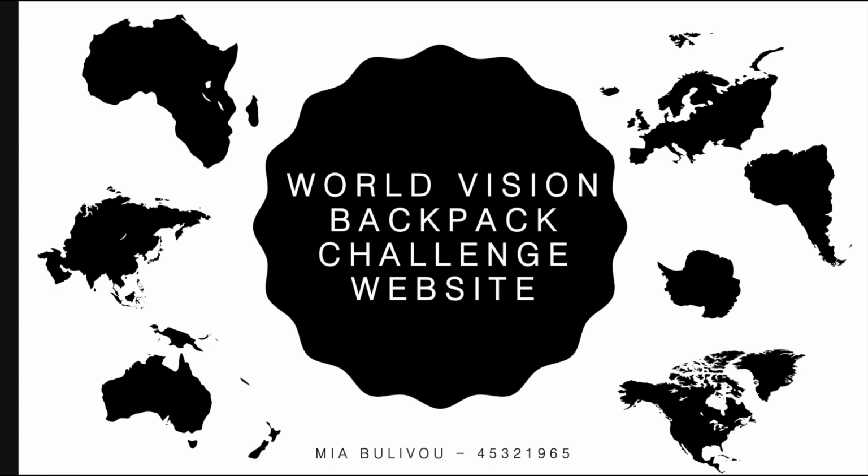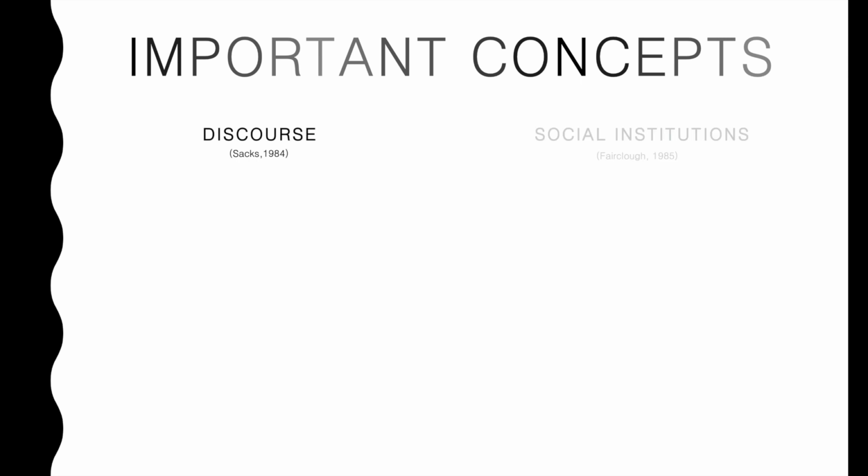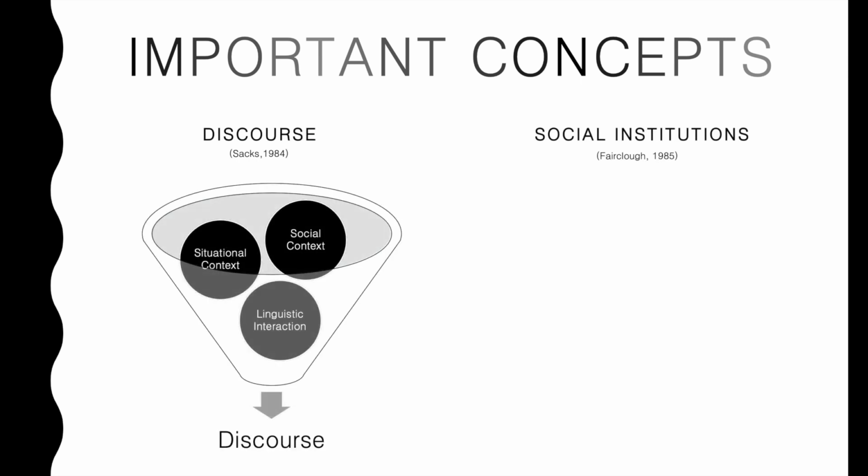An analysis of the World Vision Backpack website. To analyze a document, the concepts of discourse and social institutions must be understood. Discourse is any linguistic interaction that occurs within a specific situational and social context. Social institutions are a collection of individuals with a common purpose.